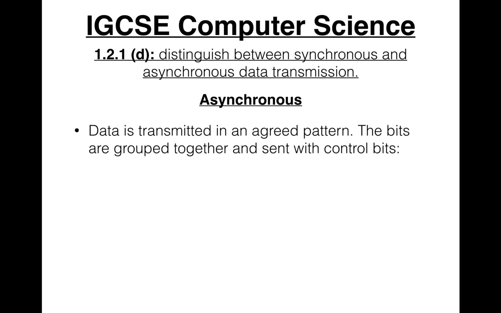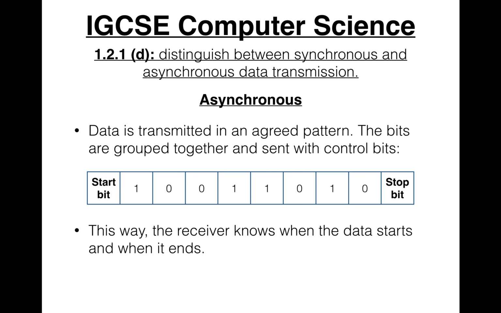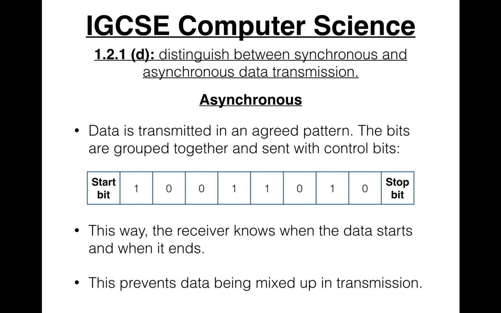Asynchronous, on the other hand, is data transmitted in an agreed pattern. The bits are grouped together and sent with control bits, so there's a start bit and a stop bit. So this is the data, start bit, stop bit. This way the receiver knows when the data starts and when it ends. Of course, this prevents data being mixed up in transmission, which obviously can be a bad thing.